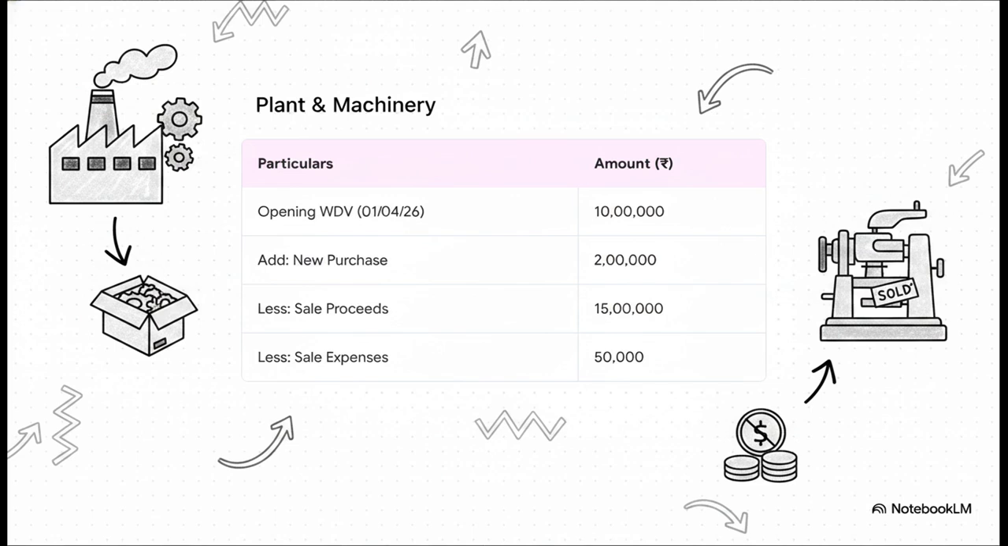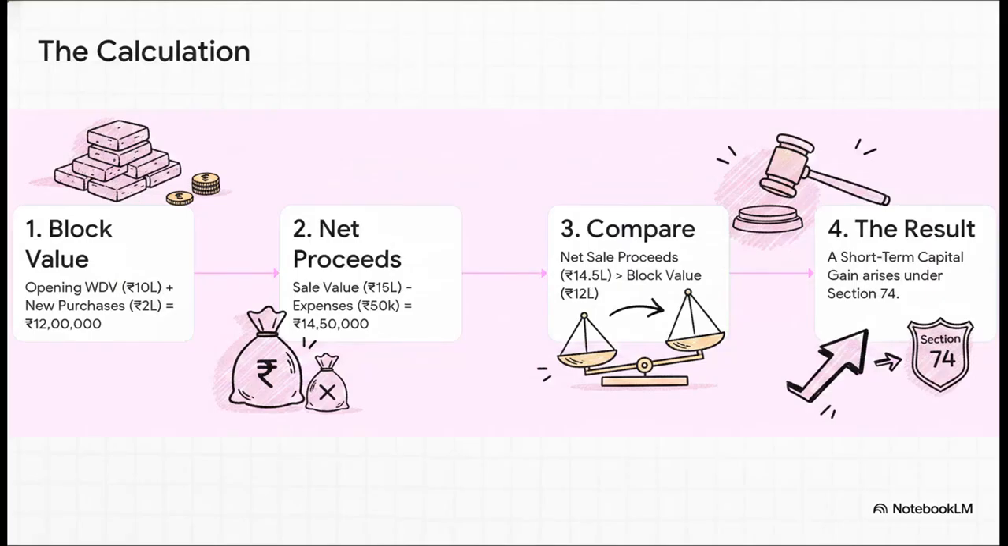And to make that sale happen, they had to spend 50,000 rupees. So, how do we process this? It's pretty straightforward. First, let's figure out the total value of our asset block before we account for the sale. That's the opening 10 lakh plus the new 2 lakh purchase. So the block value is 12 lakh rupees.